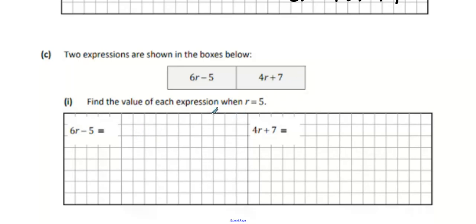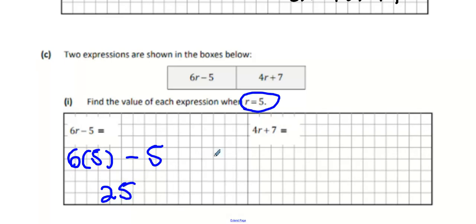All you've got to do is take 6r, take away 5. And what number do you put in for r? You just replace r with 5. Find the value. 6 times 5, take away 5. You put it in your calculator, and you'll get 25. Or 30, take away 5, which is 25.